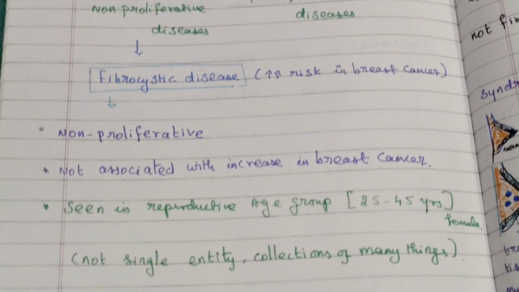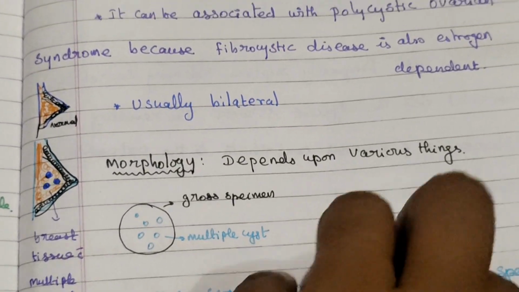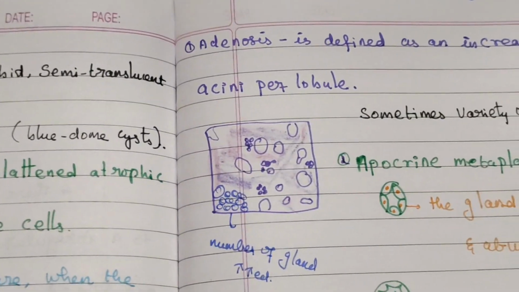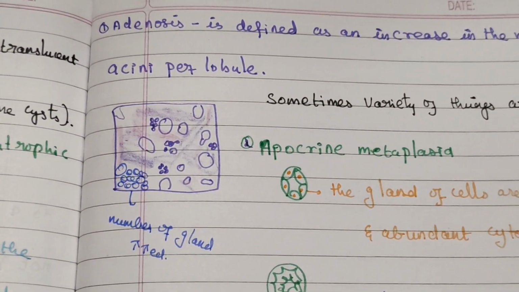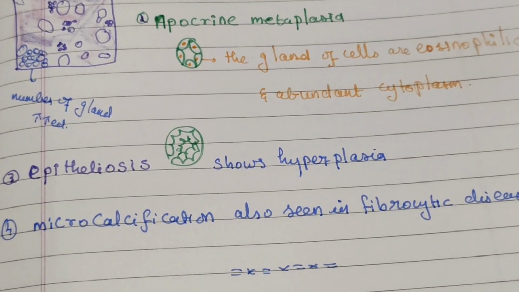This is a benign condition. This is the morphological appearance. Then the microscopic view shows an increase in glands. Microcalcification is also seen. Thanks for watching.